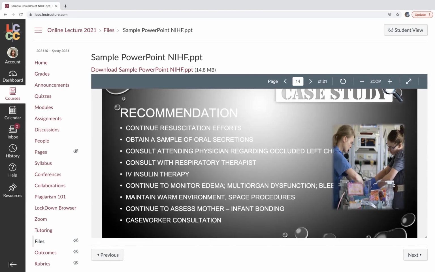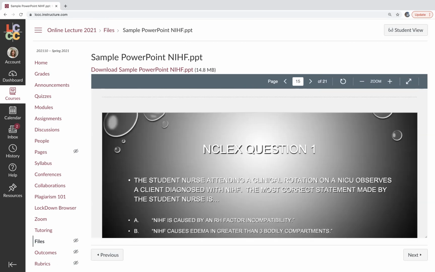The recommendations should be cited. Your recommendations should be evidence-based, and they should be based on your articles that you used and or your textbook. So they lost points here for not citing their recommendations.